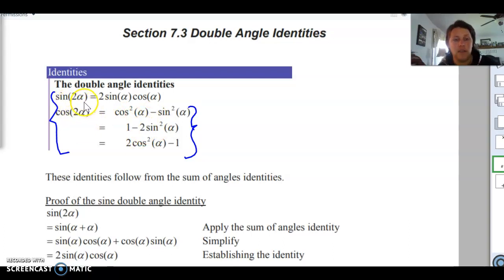Sine of 2 alpha, pretty easy to remember. Sine of 2 alpha equals 2 sine alpha cosine alpha. And we do actually use that one quite a bit. So make sure that you know that one. Memorize it as much as you can.